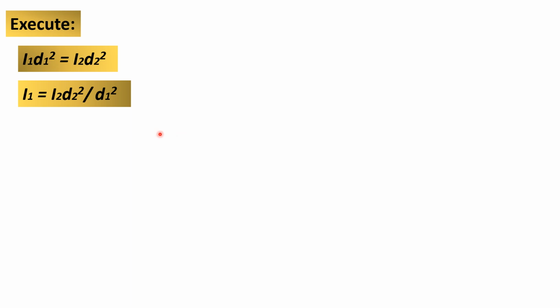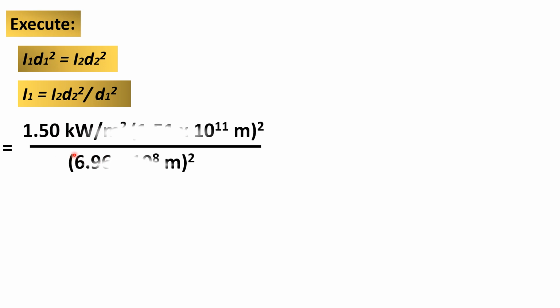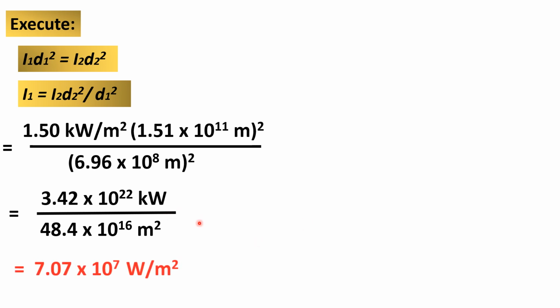Our first computation is for intensity I sub 1. Substituting the given values, we will get 1.50 kilowatt per meter squared, that is I sub 2, multiplied by d sub 2, 1.51 raised to the 11th power meter, squared. Then divide this by the square of d sub 1, 6.96 raised to the 8th power meter. Doing your algebra, what we get is I sub 1 equals 7.07 raised to the 7th power watt per meter squared.